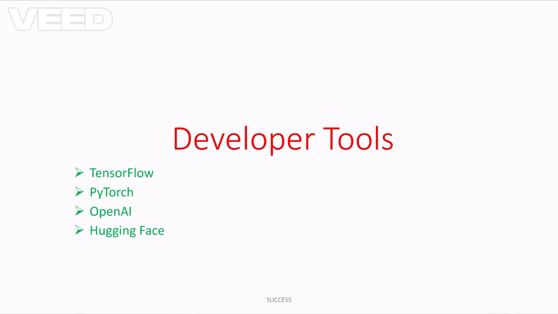Developer tools. The good news is you don't have to reinvent the wheel. Tools like TensorFlow and PyTorch let you build models. Platforms like OpenAI and Hugging Face give you access to powerful pre-trained ones. And frameworks like LangChain help you plug AI into real-world apps. Super friendly.